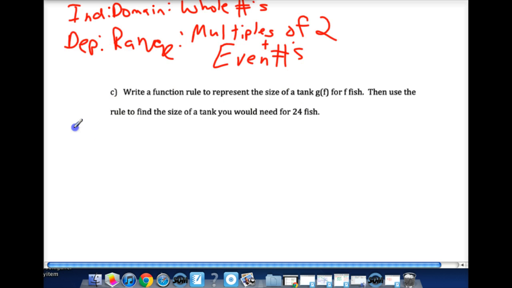So, we said it was a G of F. F is fish, and each fish gets 2 cubic feet of water. Write your equation. It's real similar to the last one. Cheat and look back at the last one if you're stuck.